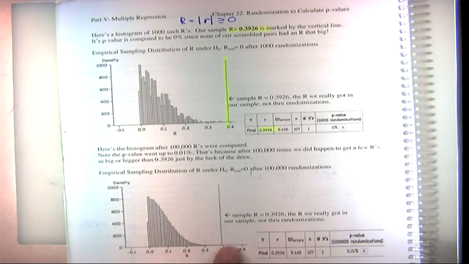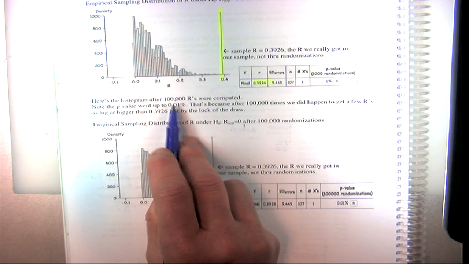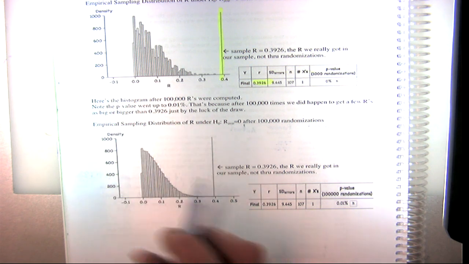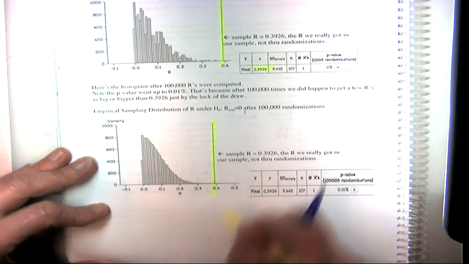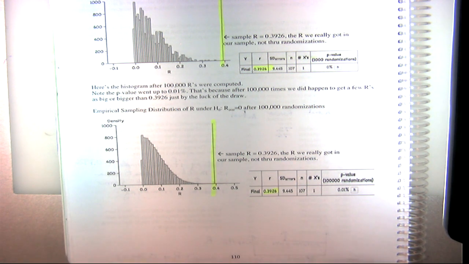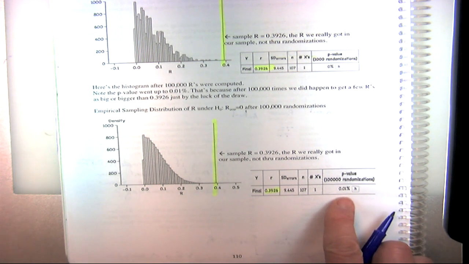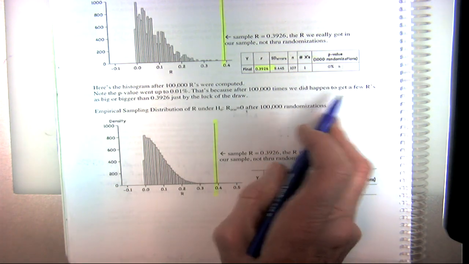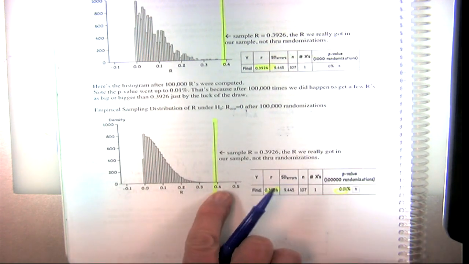But first, if you just want to look at the next part, it says, here's the histogram after 100,000 R's were computed. Note the p-value. Here we have the same exact R, it's still our sample R. And now, somehow, it went up a little bit. That's because after 100,000 times, we did happen to get, just by luck, a few R's as big or bigger than that, just by the luck of the draw.